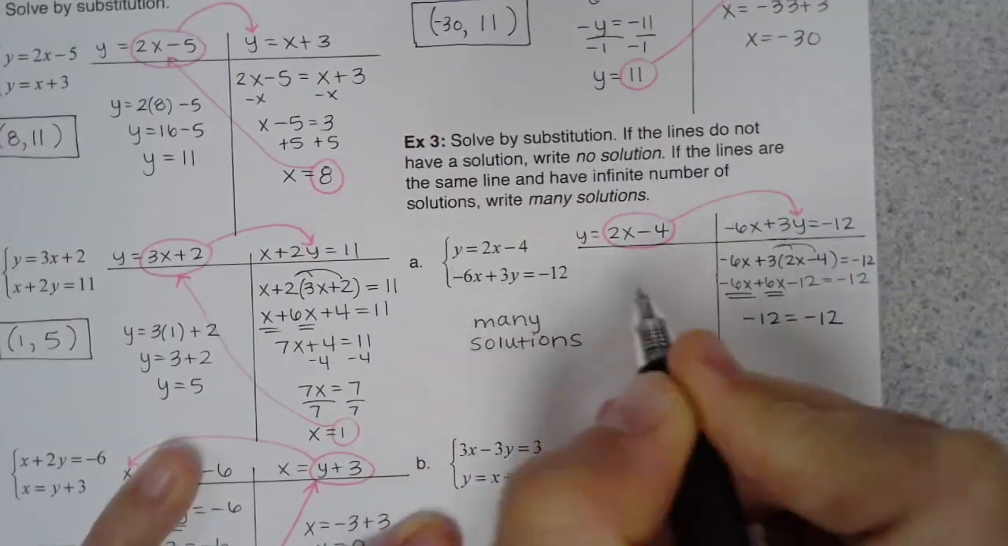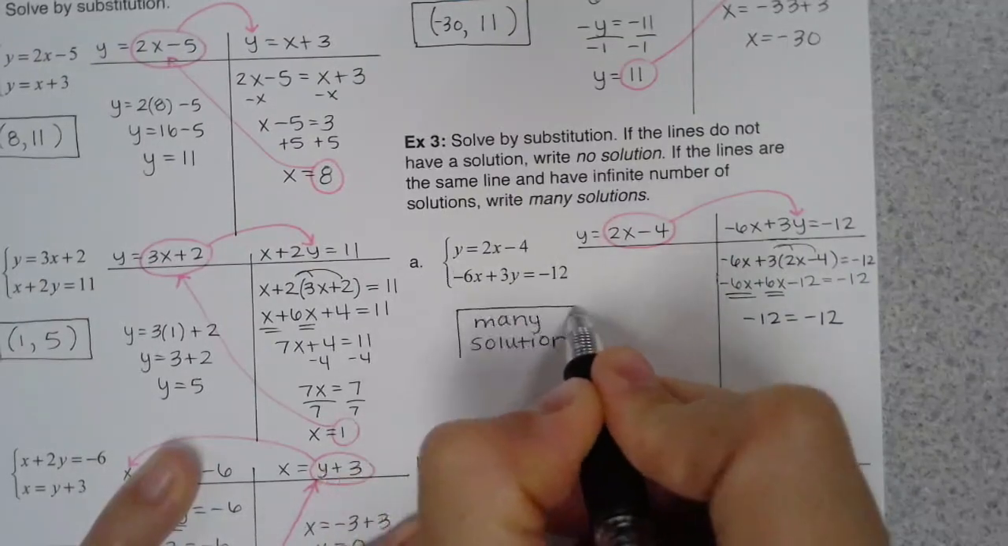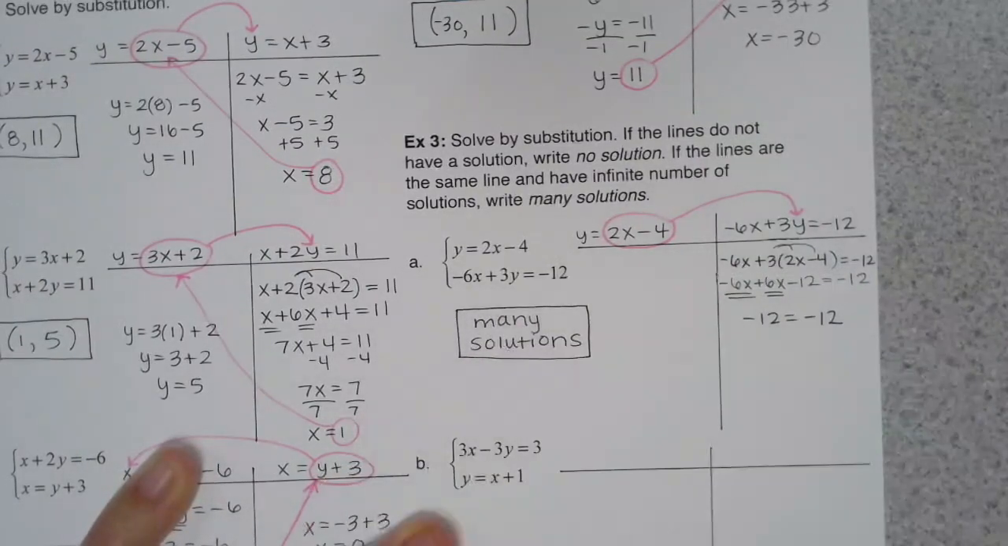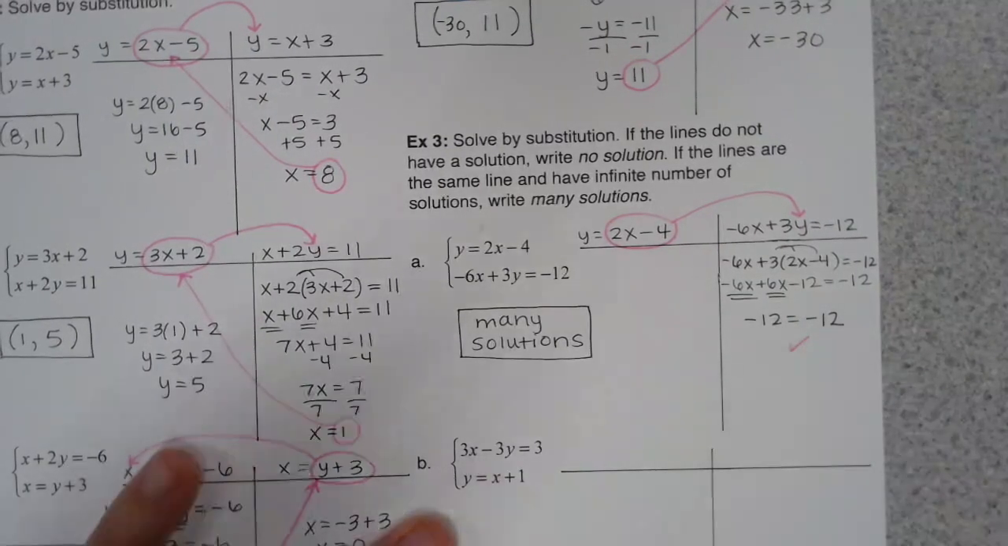Anytime the x's cancel out with each other or the y's cancel out with each other, and what you're left over with over here is something that is true, that means that the answer to that question is many solutions. If these numbers are different from one another, then the answer to the question is no solution.